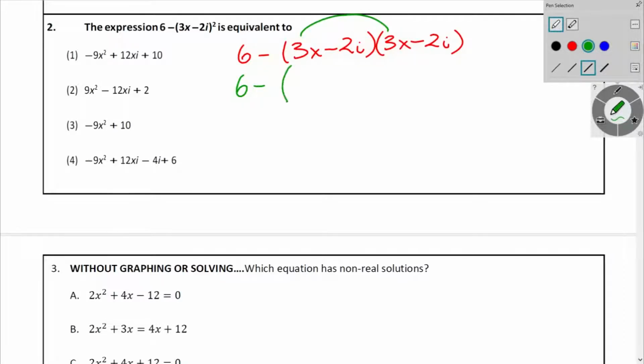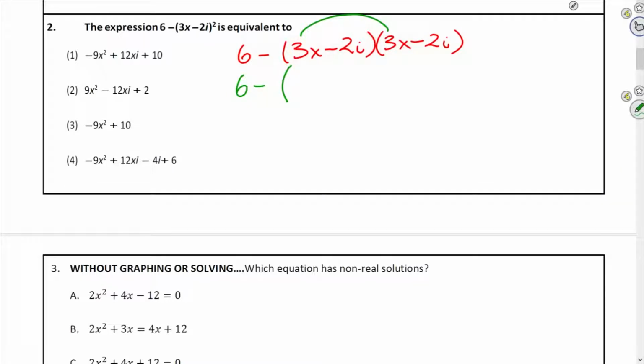I'll leave this in parentheses because that minus of this stuff is important, so I don't lose that negative. I'll leave it there with a parenthesis. 3x times 3x is 9x squared. 3x times negative 2i is negative 6xi. And negative 2i times 3x is again another negative 6xi. And negative 2i times negative 2i is a positive 4i squared.